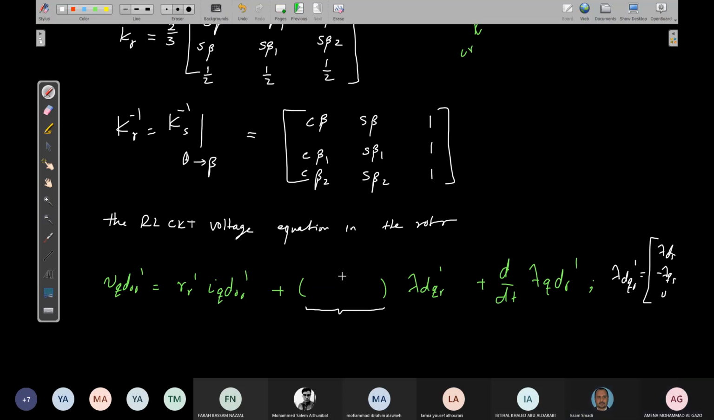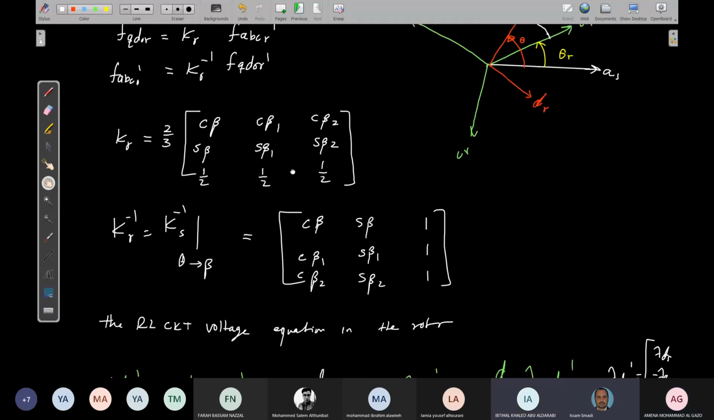Omega. It was omega. The omega was the differentiation of what? Beta, the angle between the frames. So here, the angle between the frames is beta. So this will be d by dt of beta, correct? And d by dt of beta is what? Omega R. Do you remember beta? Where is it? This beta.